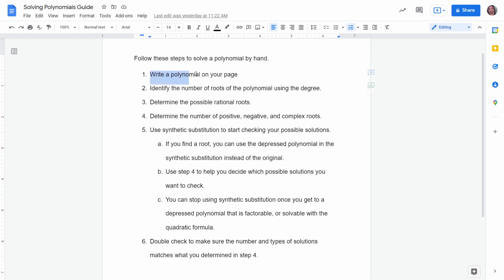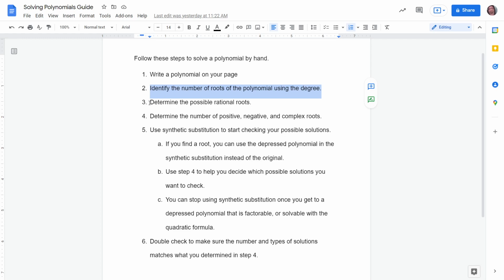Well, the first step to any problem would be to write it on your page. So that one's just kind of what's happening. You got to write it on your page. If you don't write it on your page, you're already putting yourself at a disadvantage. The fundamental theorem of algebra and its corollary tells us how many roots of that polynomial we're expecting to have. You have to know how many you're going to start with, right?